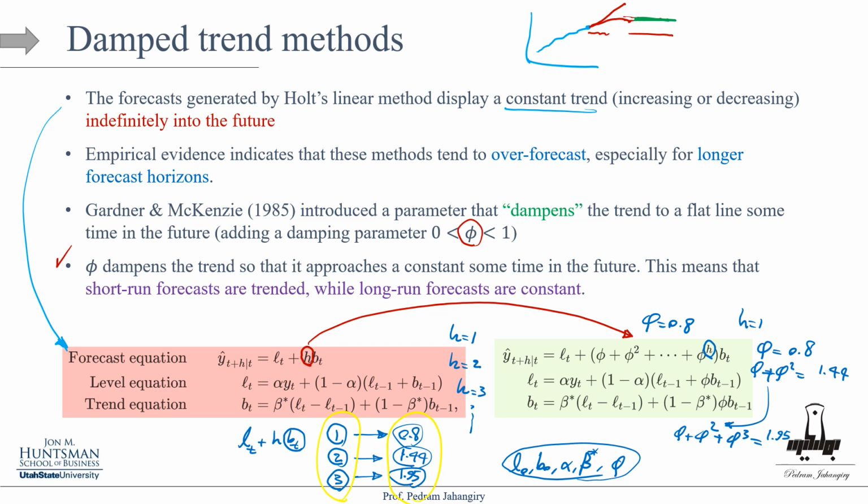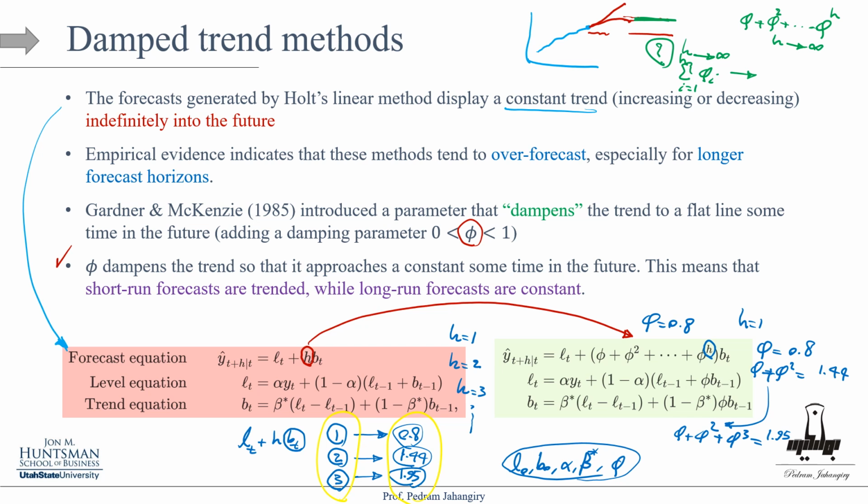So basically the question I'm asking is, what if h goes to infinity, right? If h goes to infinity, what do we have? So we have an equation. Your multiplier is going to be the summation of phi^i, where i goes from, let's say, 1 to h, and now I'm sending h to infinity. There's a formula for that: phi plus phi squared plus all the way to phi to the power of h, sending h to infinity. There's a formula for that.